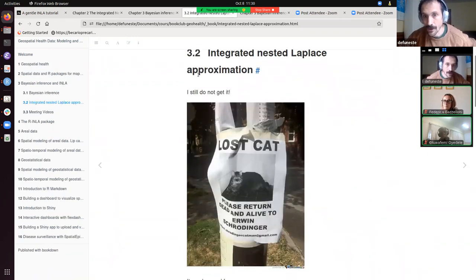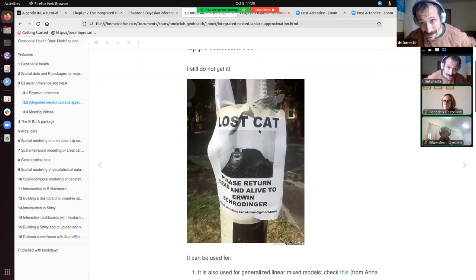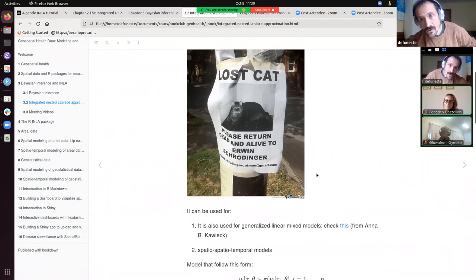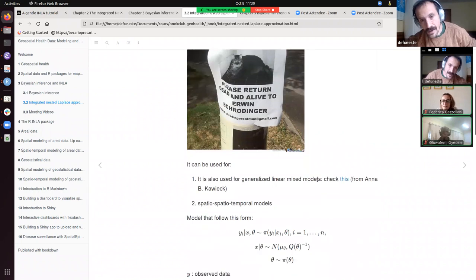Okay, this is where we are going: integrated nested Laplace approximation. I still do not get it. I tried hard, but I will try to at least go with it.